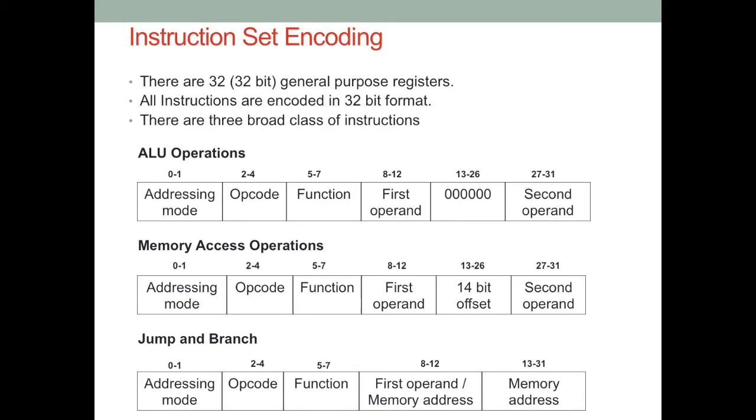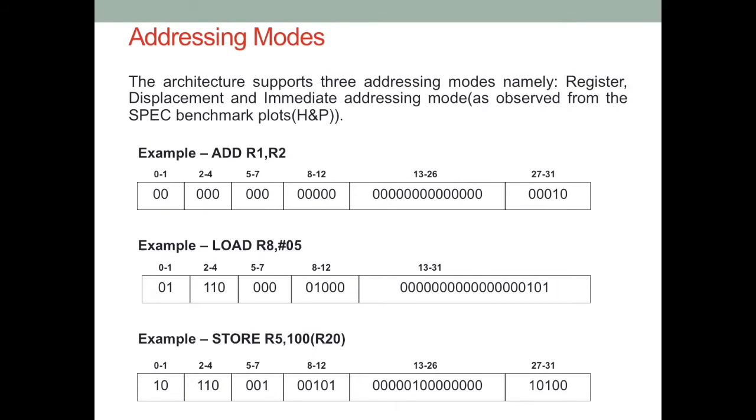In jump and branch, bits 0 and 1 tell the addressing mode, 2 to 4 tell the opcode, 5 to 7 are function bits, 8 to 12 are for the first operand, and 13 to 31 are for the memory address, which needs to be given in the form of a line number in the assembly language, and the processor is capable enough to determine the address through the line number of the code. There are 3 addressing modes supported and they are decoded from the LSB bits. If 00, it's register addressing mode, 01 is immediate, and 10 is displacement addressing mode.